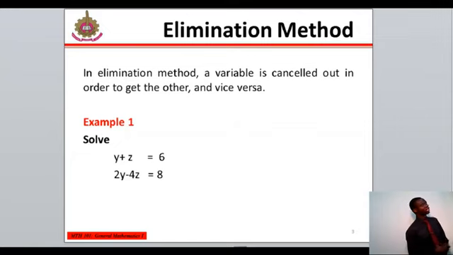As you can see from the slide, we have two equations. The first equation is y plus z is equal to 6, while the second equation is 2y minus 4z is equal to 8. And in these equations, you can see that we have two unknowns, which are the y and the z. So let us see how we can go about using elimination method first to get these two unknowns.